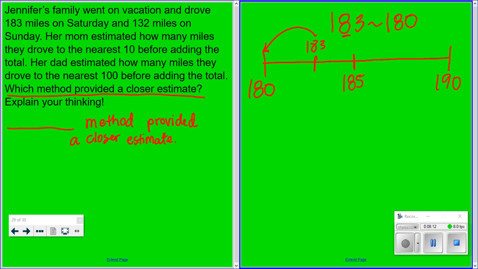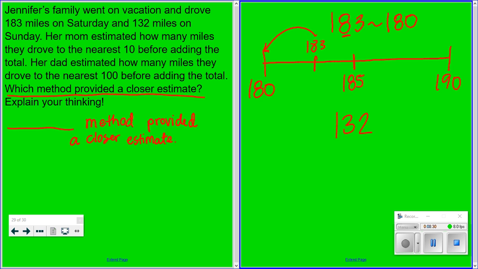But now I have to do Sunday. How many miles did they drive on Sunday? Marvin? 132. So I'm going to write that on my paper, on my board. 132.